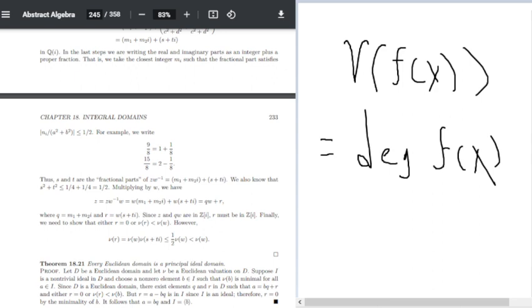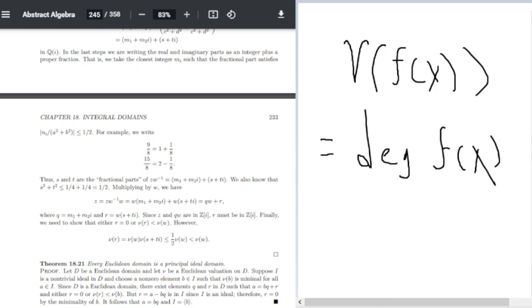which is m1 plus m2 i plus s plus ti. We also know that s squared plus t squared is less than or equal to 1/4 plus 1/4, which is equal to 1/2. Multiplying by w, we have z is equal to zw to the negative 1 times w, which is w times (m1 plus m2 i) plus w times (s plus ti), equal to qw plus r, where q is equal to m1 plus m2 i and r is equal to w times (s plus ti).